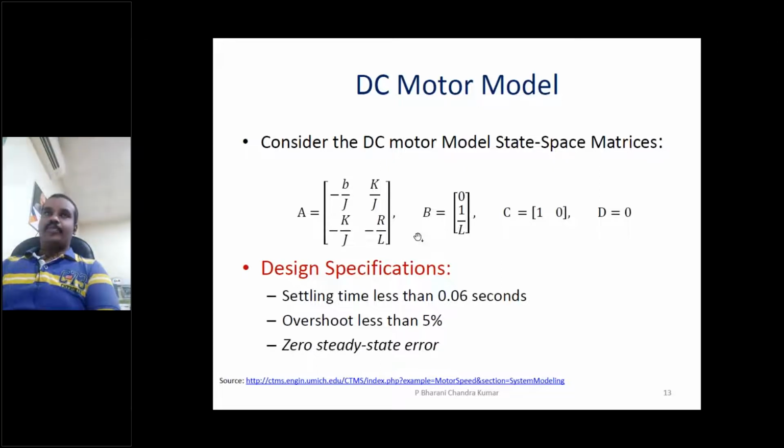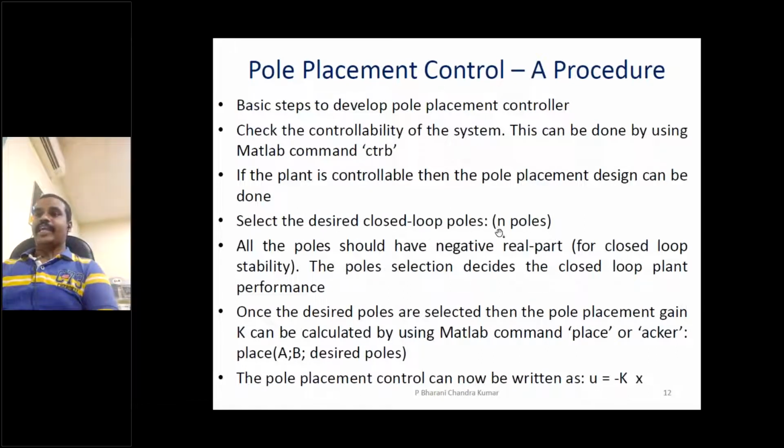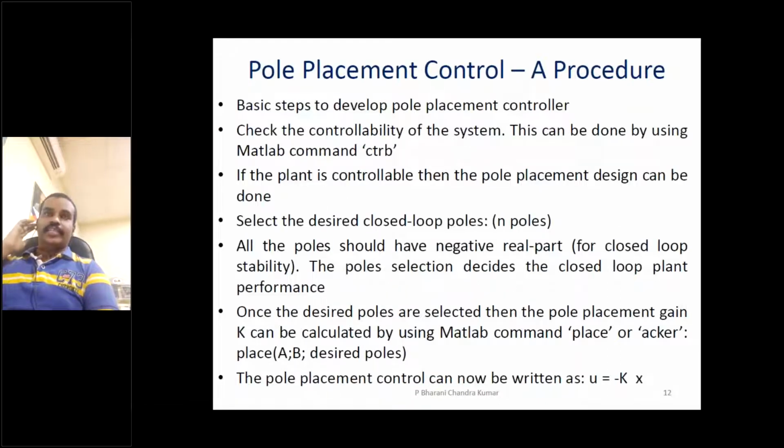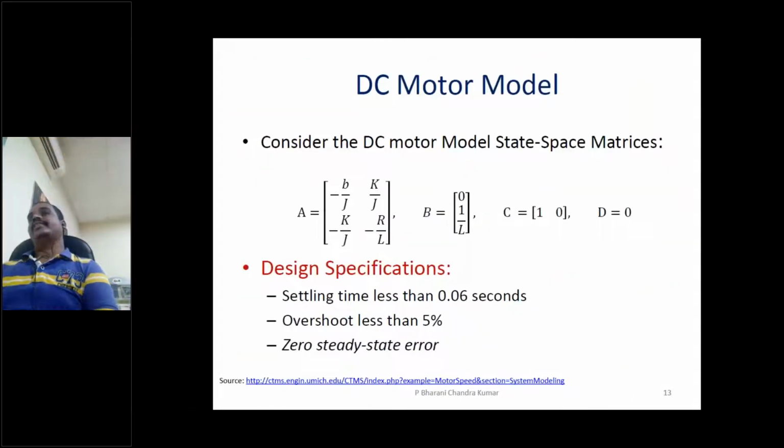If the system has two poles, then your closed loop system should also have two poles. That is the complete philosophy of the pole placement controller. So you cannot select the number of poles. The desired poles should be n poles itself, where n is your actual system order. You cannot select poles which are very far away from the system. Suppose the system has two poles, then the closed loop poles also should be two. There is no point in adding a third pole and making the system complex.